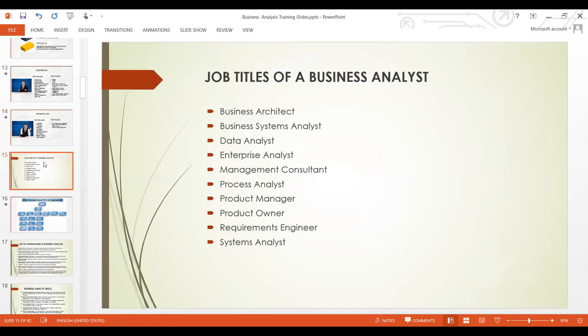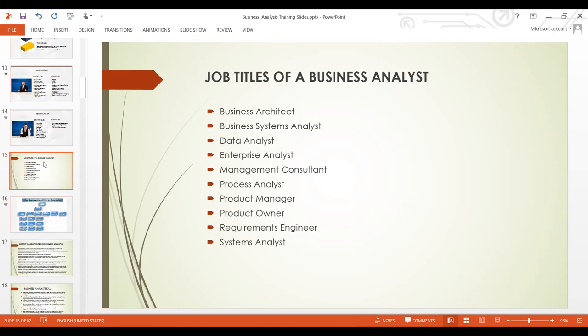Okay. Now we are going to look at job titles of a business analyst. As a business analyst, you might be called so many job titles. If you see any of these job titles within the market or within the industry, then you should know that they are referring to you, or to a business analyst. It's the same thing. So when you hear business architect, it is the same thing as business analyst.